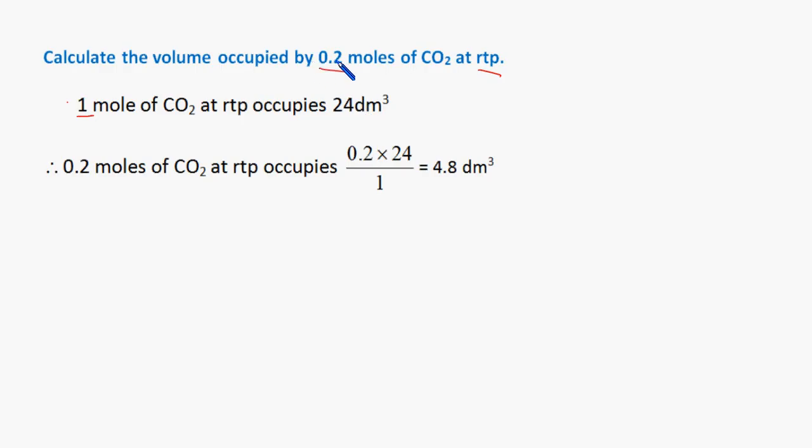And we want to find for 0.2. So we need to write the statement such as the volume is on the right hand side. So 1 mole of CO2 at RTP occupies 24 dm cube. And we want to find for 0.2. So 0.2 moles of CO2 at RTP occupies, we take the 0.2 and multiply by 24 and divided by 1, and we get 4.8 dm cube of carbon dioxide.